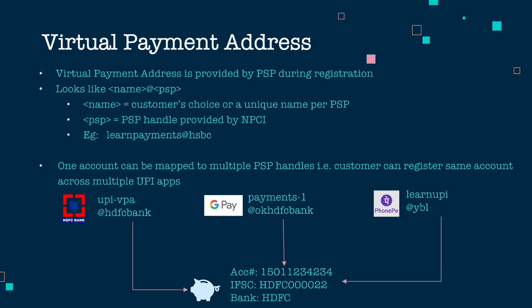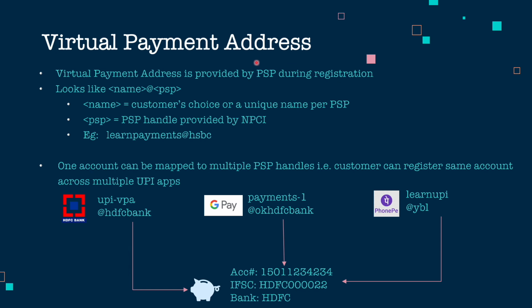So let's look at a key terminology in UPI. It's called virtual payment address. It's VPA. So the virtual payment address looks like something like this. Name at PSP. A name is a unique name that is given by the PSP or a customer's choice, and a PSP handle which the NPCI provides for the PSP. So when a customer registers her or his account in a particular PSP app, this is the first thing that happens, where the PSP provides a VPA handle for a given account. One single bank account can have any number of VPA handles.